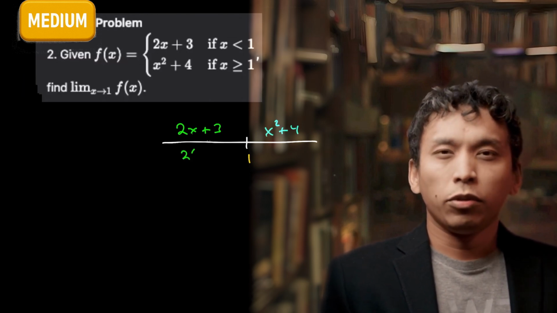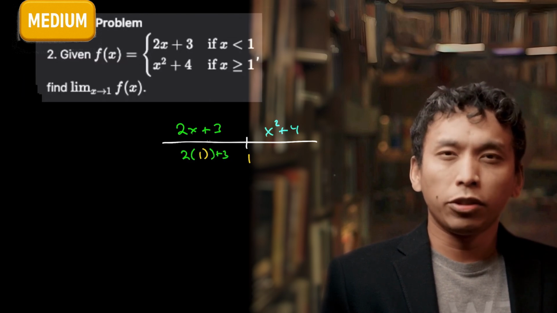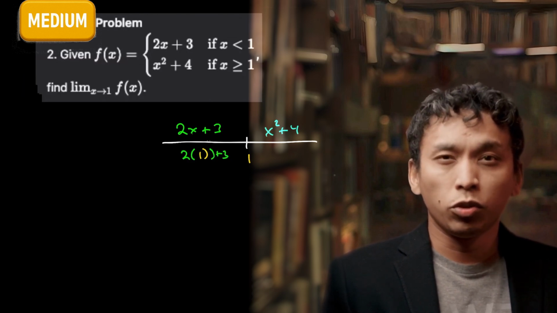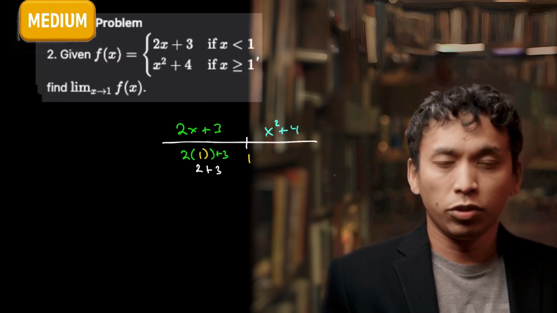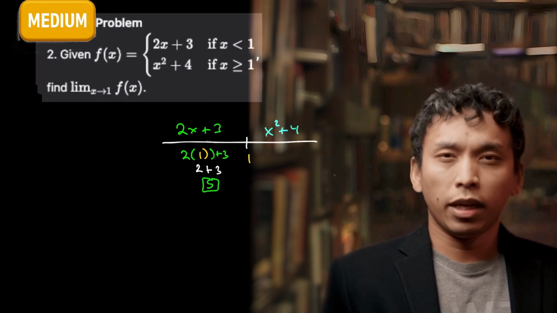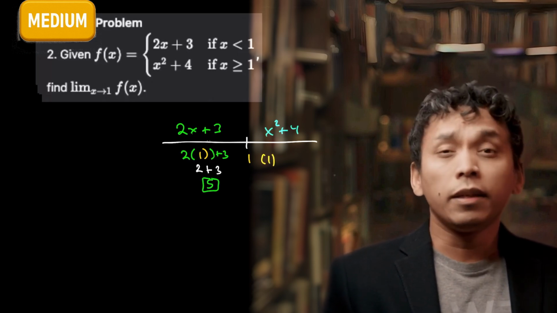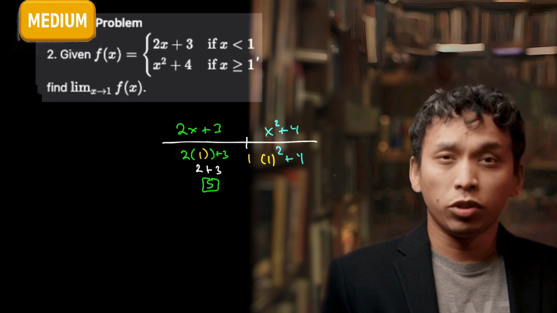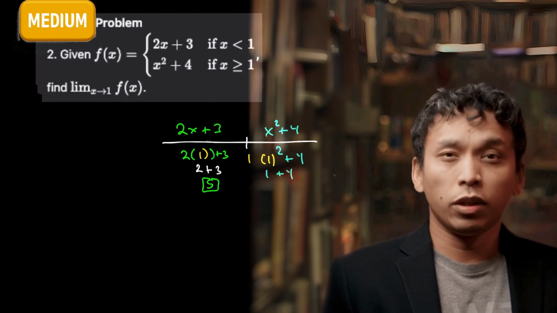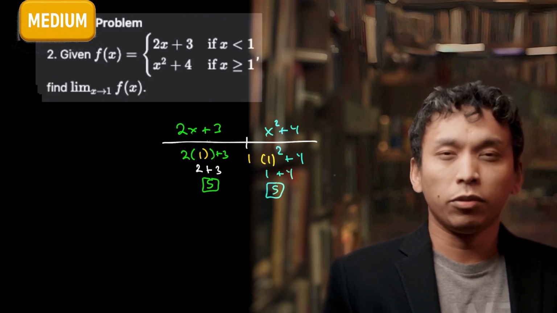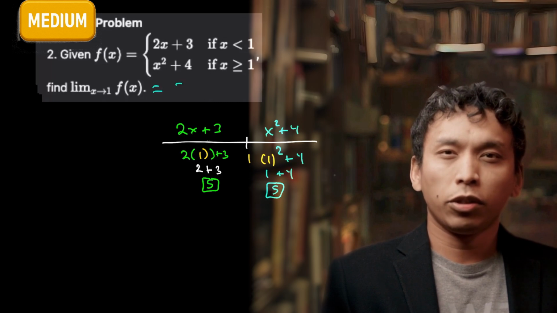So over here we have 2 times 1 plus 3. So it's 2 times 1 is 2. So we got 2 plus 3, which then equals 5. And on the right-hand side, we have 1 squared plus 4. 1 squared is just 1 plus 4. This also equals 5. Therefore, the limit of this function is also equal to 5.